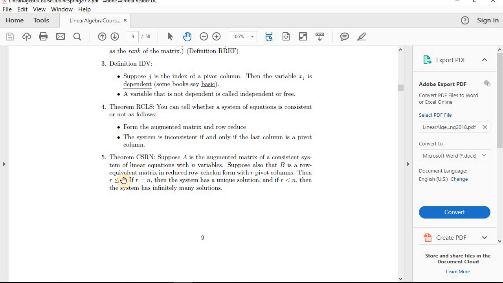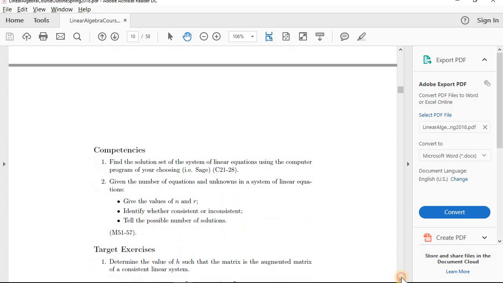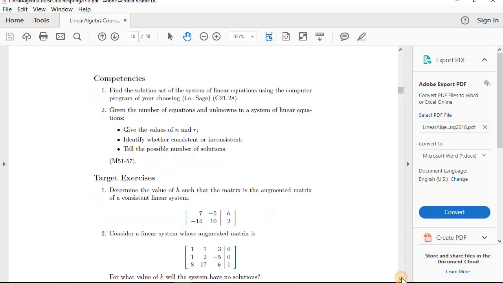R is the number of pivot columns, as we saw up here. The rank is the number of pivot columns, number of leading ones, number of non-zero rows. N is the number of variables. So if R equals N, the system has a unique solution. And if R is less than N, the system has infinitely many solutions. So we just have some terminology now to talk about the things that we've been doing before.